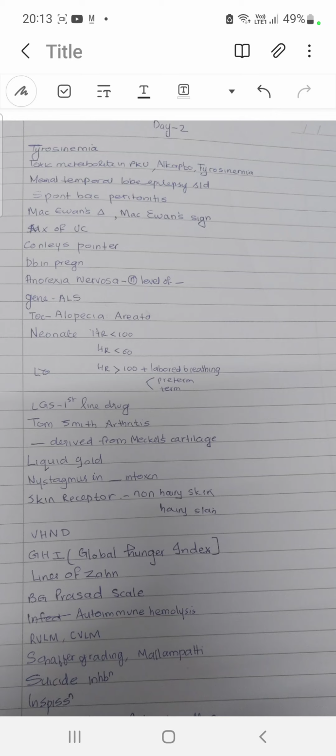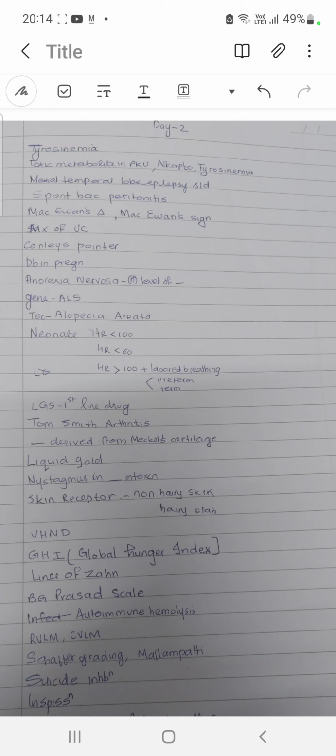Now the toxic metabolite in phenylketonuria is phenylacetate, and then you have alkaptonuria. Alkaptonuria it is benzoquinone. In tyrosinemia, succinylacetone.